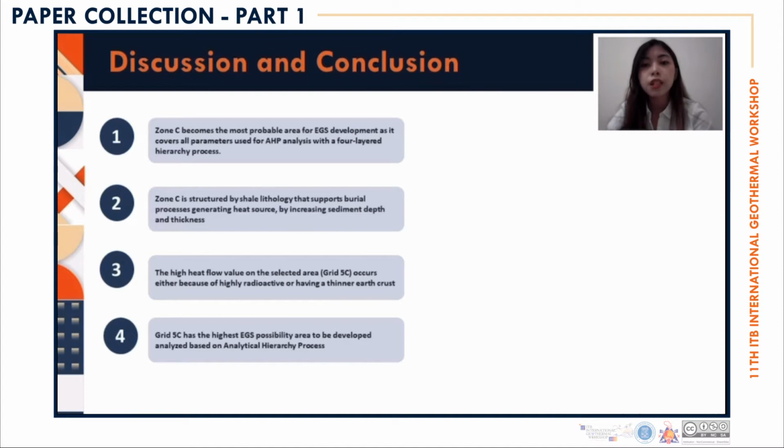And also zone C is structured by the shale lithology that supports the burial process that will generate the heat source, by the increasing of the sediment depth and also the thickness. And panels, the high heat flow value of the selected area, that is zone C, comprising grid 5C and its surrounding area, occurs either because of the highly radioactive component in there or having a thinner earth crust than the other area.